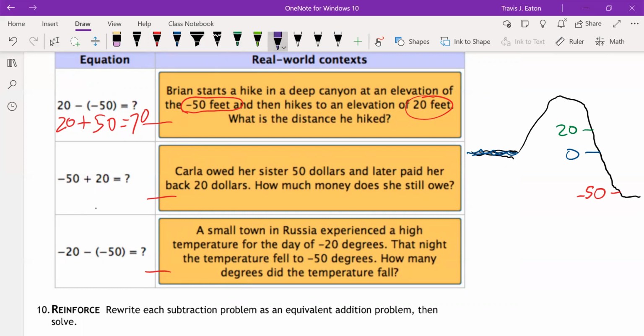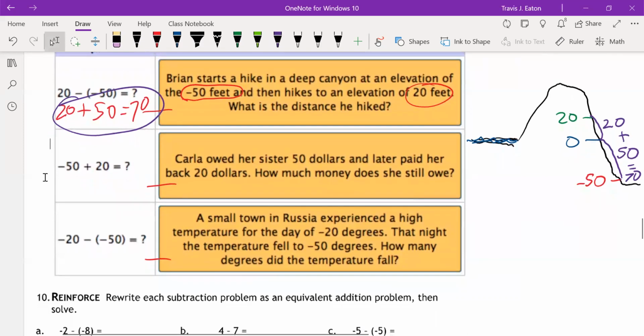Well, let's see here. He hiked from negative 50 to 0. How far is that? Well, that's 50. And then from 0 to 20, that's 20. So if you add 20 and 50, you're going to get the total of 70, which matches up with the equation that we have over here. Awesome. All right, now let's look at this next one.